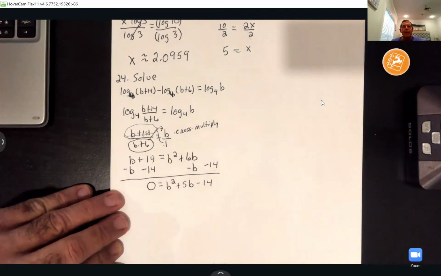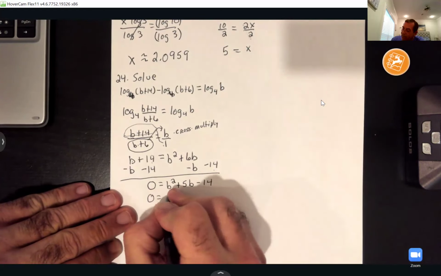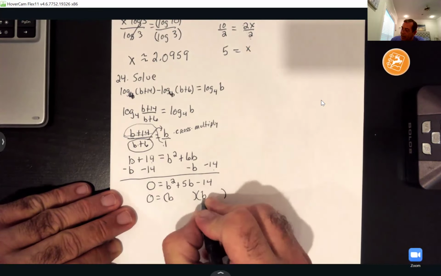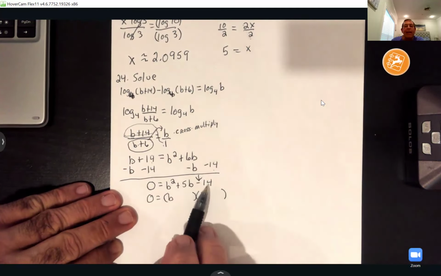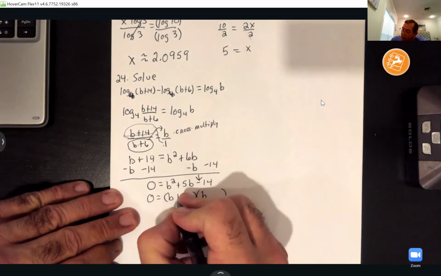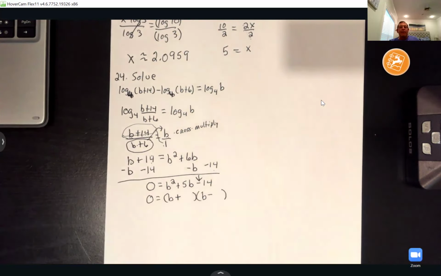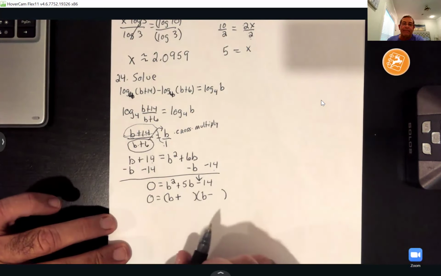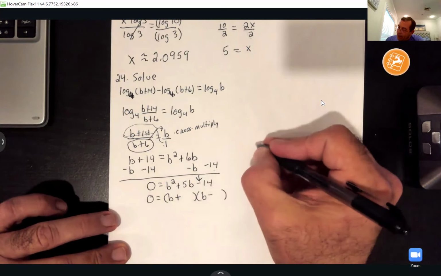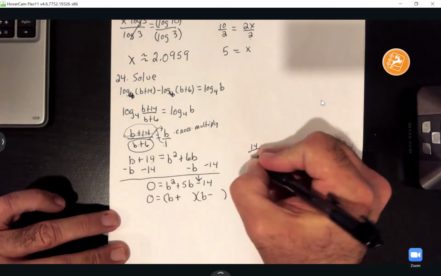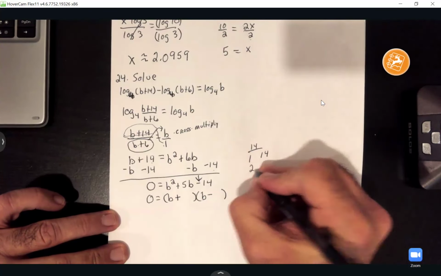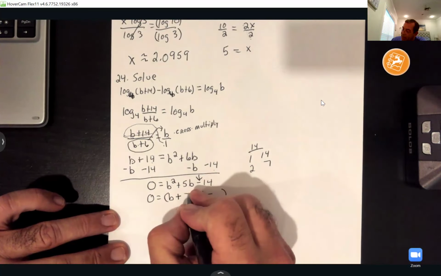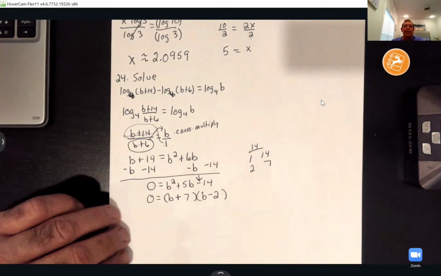So y'all, to solve this, I'm going to factor. So I got a b and a b. That last sign's negative, so one's positive, one's negative. So I need factors of 14 that'll give me a 5. So let's see, we got 14: 2 and 7. So that's all I need. So remember, 7's bigger, it's going to be positive like the middle, and a 2's negative.